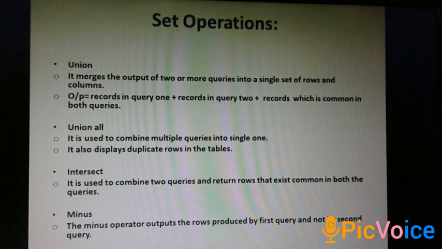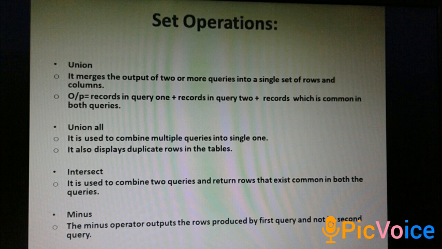We are going to see set operations. There are 4 set operations: union, union all, intersect, minus. Union. This command merges the output of 2 or more queries into a single set of rows and columns.